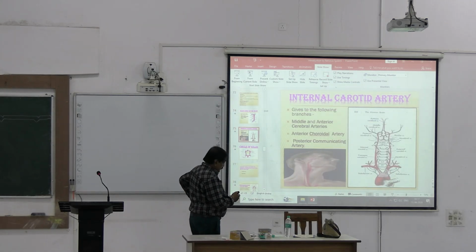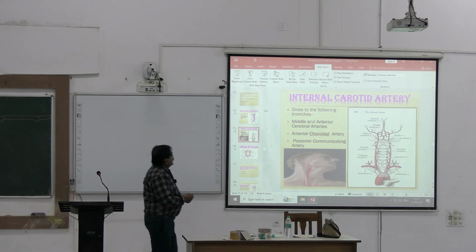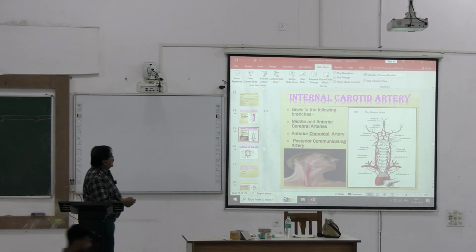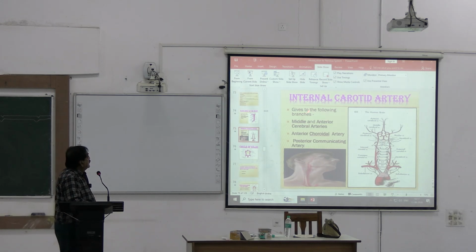Now see, the internal carotid artery gives the following branches: middle and anterior cerebral arteries, anterior choroidal artery, and posterior communicating artery.